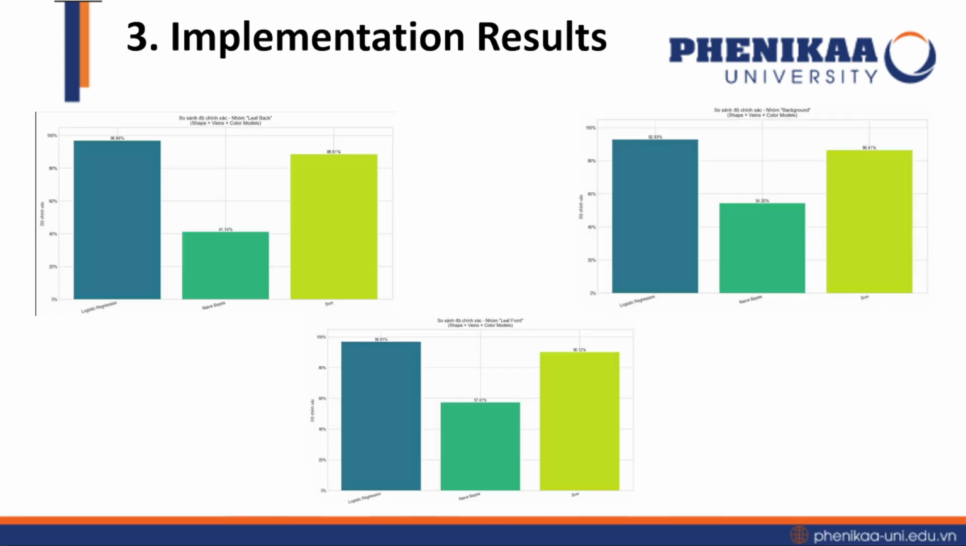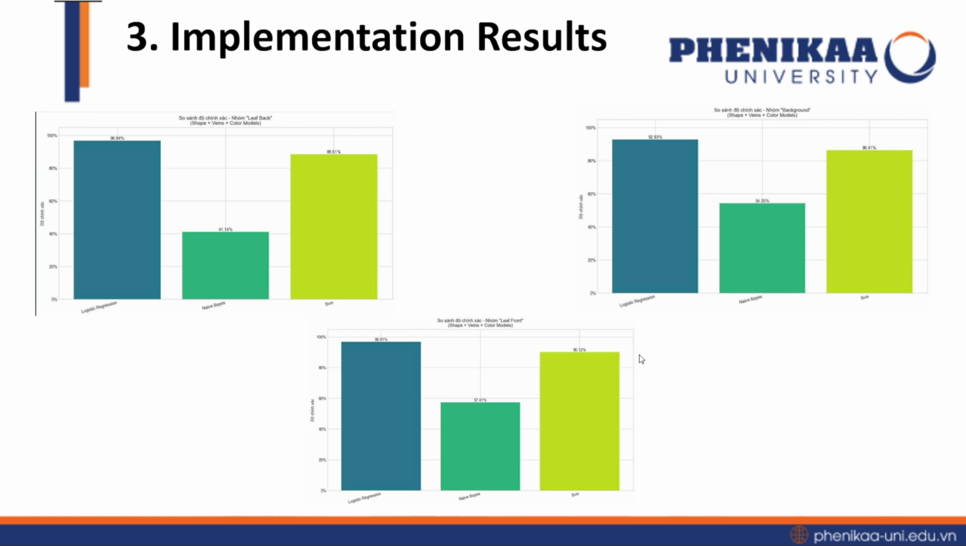Through these results on all three data groups, leaf back, leaf front, and background, we can see a clear difference between the models. Logistic regression consistently achieved the highest accuracy, from 92.91% to 96.91%, proving strong generalization ability and stable performance across data groups, making it the optimal choice for the leaf recognition task.